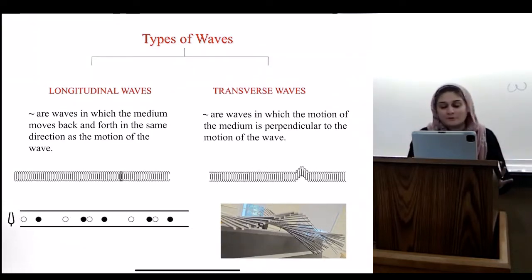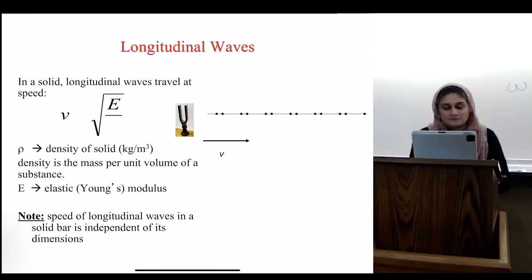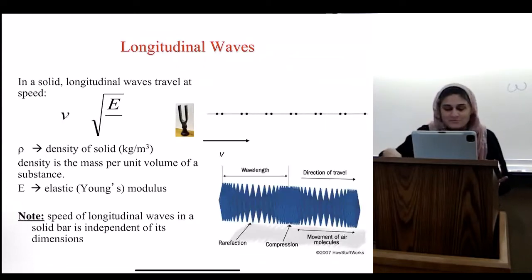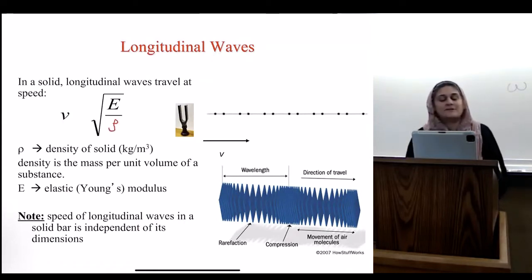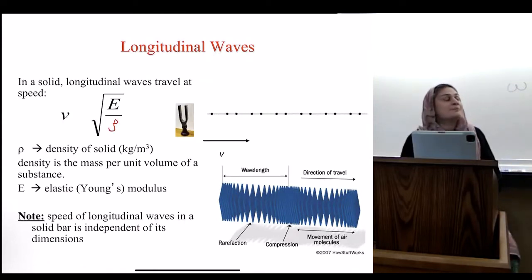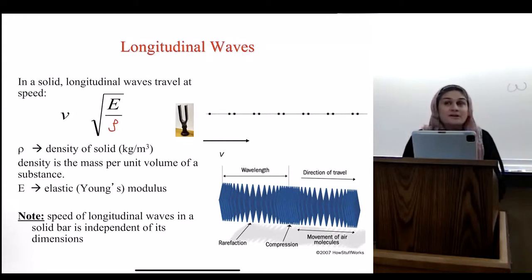Now let's write the formulas for, well, that is missing something. It should be rho underneath. I don't know why that didn't show up. So the formulas are going to be different when you're talking about longitudinal waves and transverse waves. So for our longitudinal waves, the formula for the speed is E over rho.